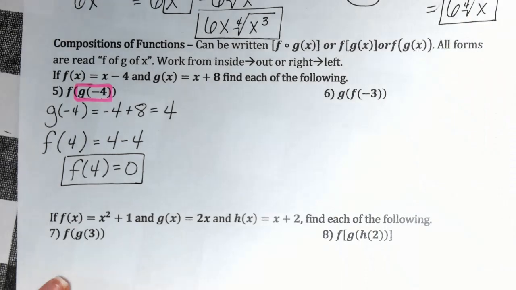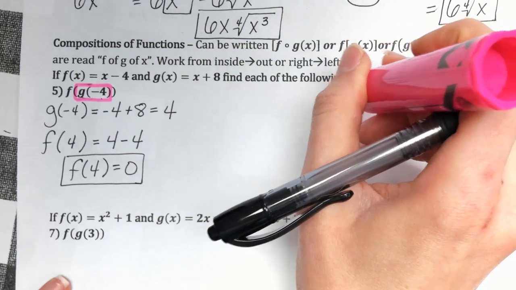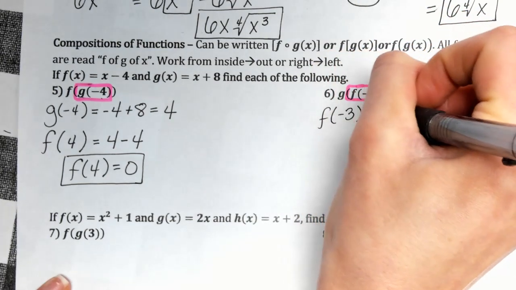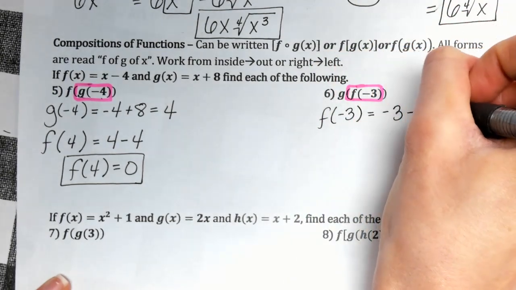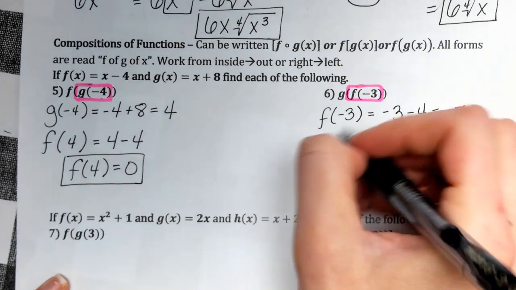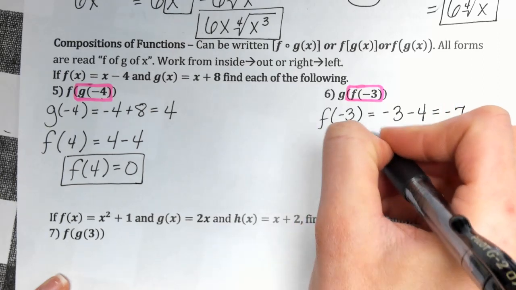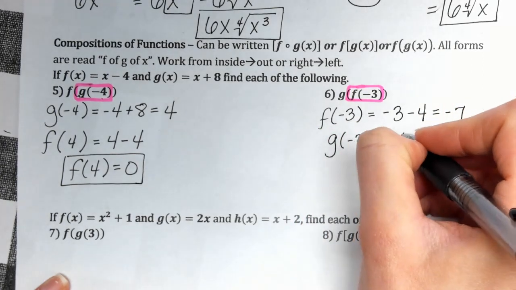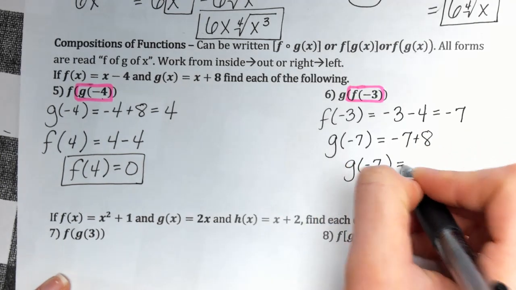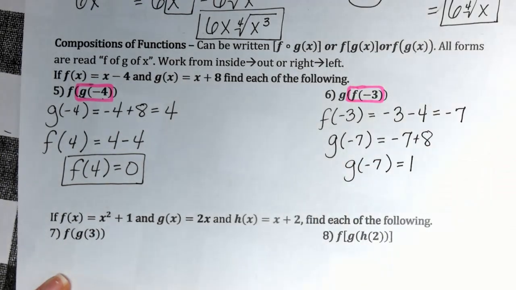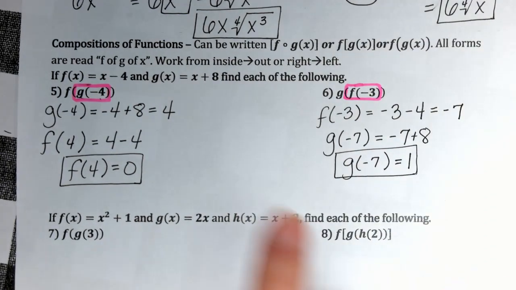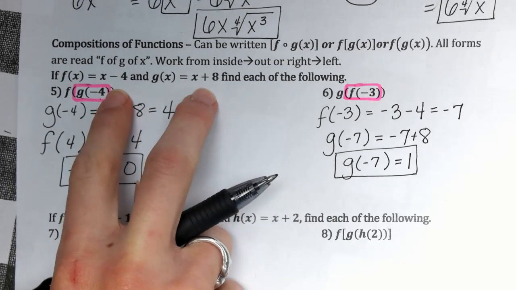So then I'm finding g of f of negative 3. So I'm going to find f of negative 3 first. So negative 3 minus 4, which is negative 7. So g of that value, negative 7, is equal to negative 7 plus 8. So g of negative 7 is equal to 1. Very simple when you have functions like that. Are you going to always have functions this easy? No.